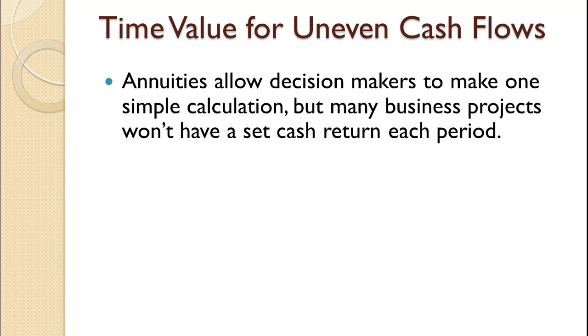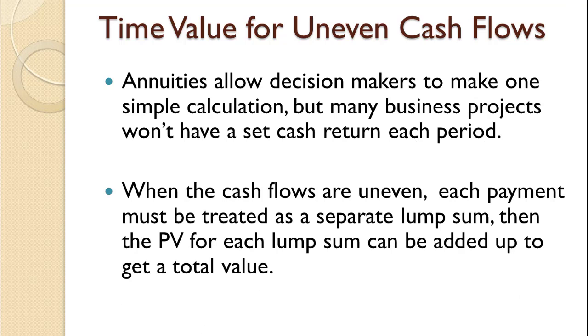I have no idea if they're going to make a set amount every period. It's going to change. And as soon as they start to change, I can't use the annuity. What I have to do instead, when cash flows are uneven, is treat each payment coming in as a separate lump sum. And then I add up all those lump sums, and that gives me the value of my asset.